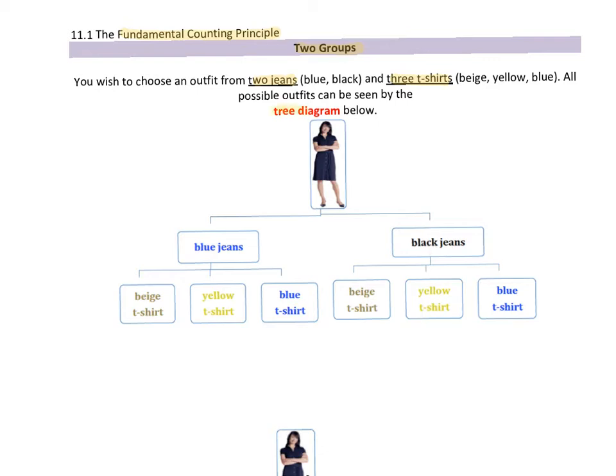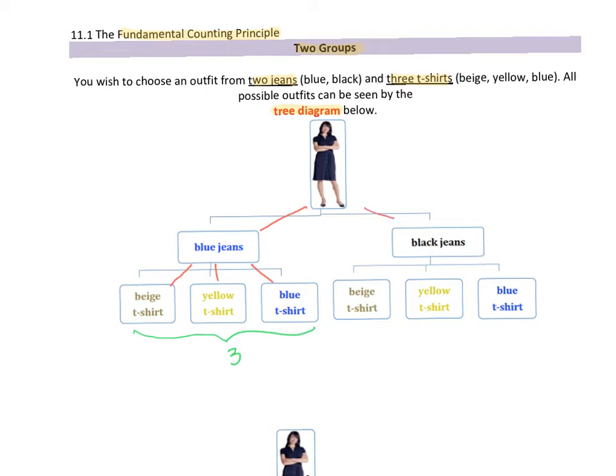So this tree diagram, and it's called a tree diagram because it looks exactly like a tree, shows all the possible outfits that you could form with 2 jeans and 3 t-shirts. So let's say that you decided to choose your jeans first. So you can choose a pair of blue jeans. Once you've chosen your blue jeans, you can pair it with a beige t-shirt, a yellow t-shirt, or a blue t-shirt, which gives you 3 possible outfits.